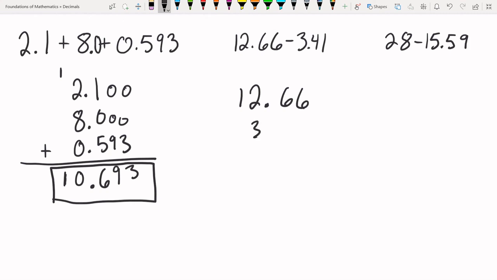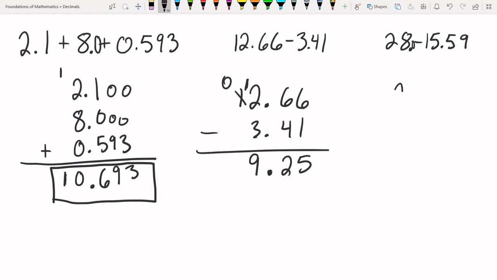Make sure you line up the decimal points and subtract. 6 minus 1 is 5. 6 minus 4 is 2. Bring the decimal point down. 2 minus 3, we can't do that, so it becomes 12 again. 12 minus 3 is 9, though. So we get 9.25. Continuing, 28 is 28.0.